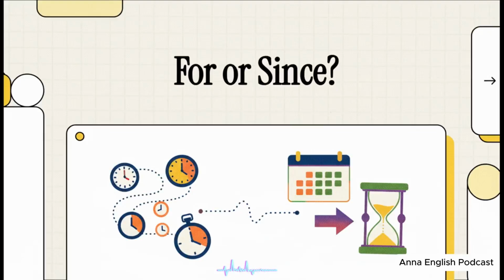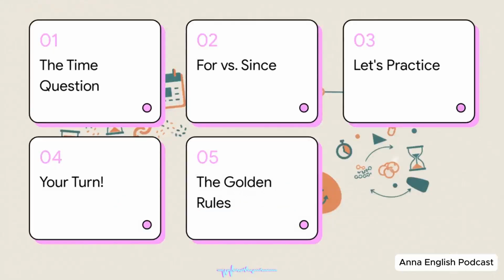For or since. This is one of those things in English that trips so many people up. But don't you worry, by the end of this, we are going to clear this up for good so you can use these two words perfectly every single time. Okay, so here's how we're going to do it. We have 5 simple steps.